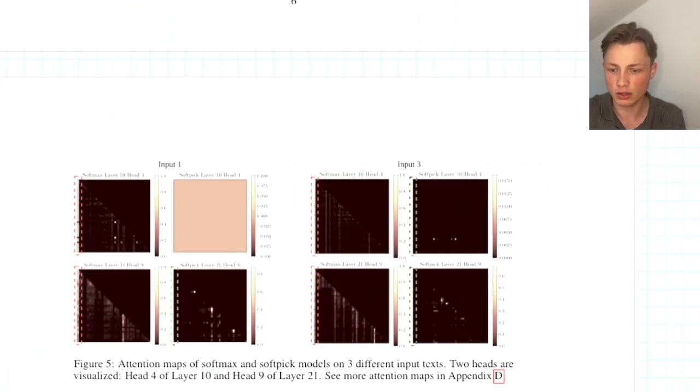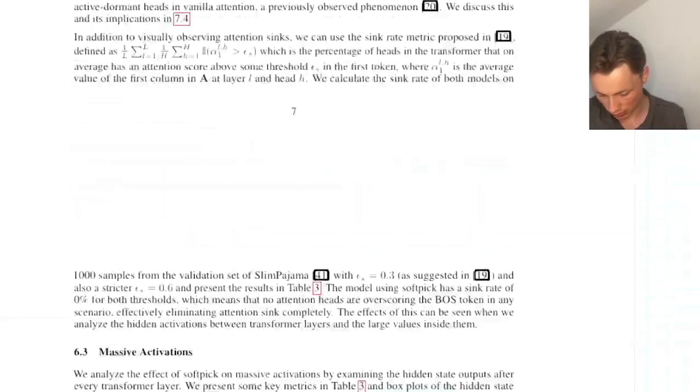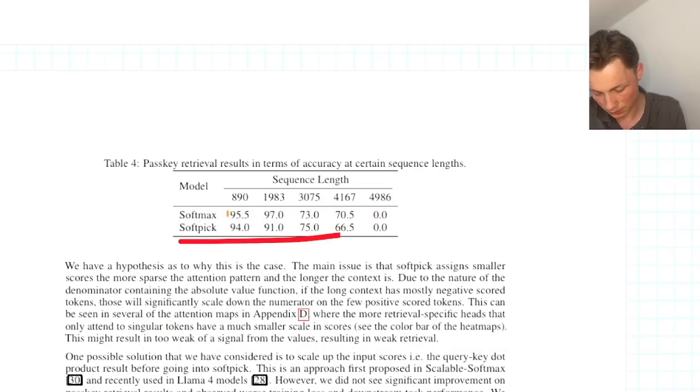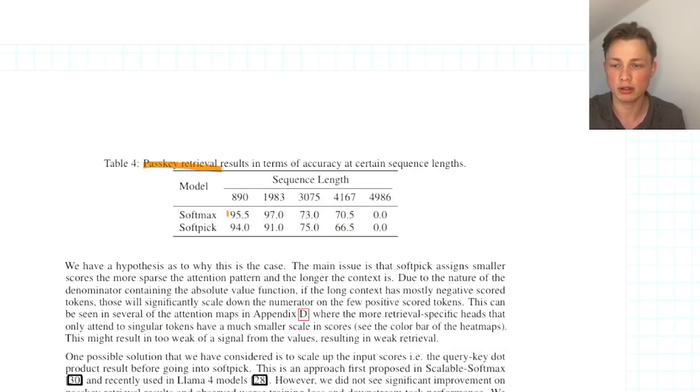Okay, so I think we can now jump into the last part. Yeah, we can see it here. It's called passkey retrieval. The overall idea is that we have a sequence, and the sequence length, for example, is 890 tokens long. The task of the model is to retrieve one passkey, so one token from this sequence. If it gets it right, we get a good accuracy. If it's not good at this, we get a not so good accuracy.